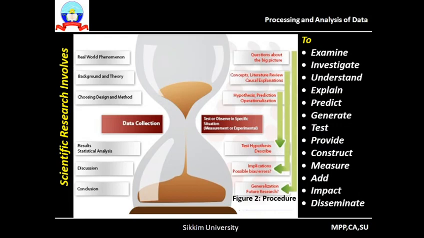To explain it in detail, scientific research involves examination, investigation, thorough understanding, seeking explanation, prediction, generation, testing, providing necessary information, constructing scenarios, measuring statistical matrices, determining implication, and eventually disseminating the findings of research study. So these are the steps that are involved in scientific research.